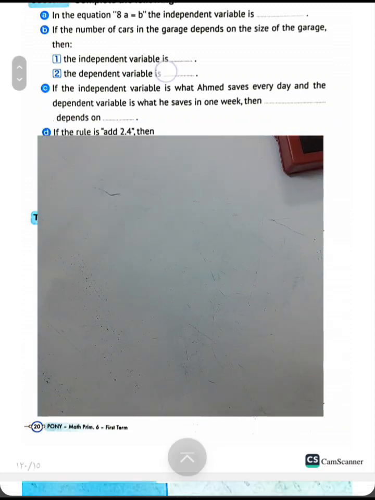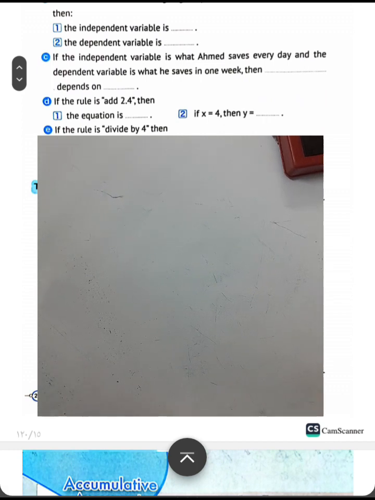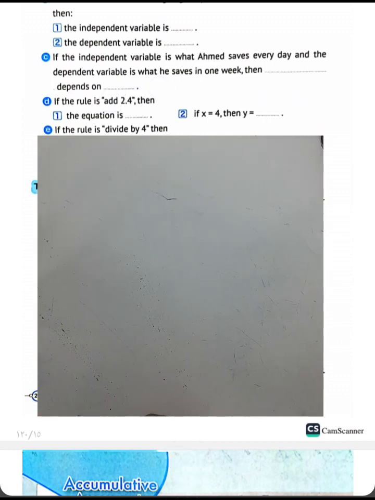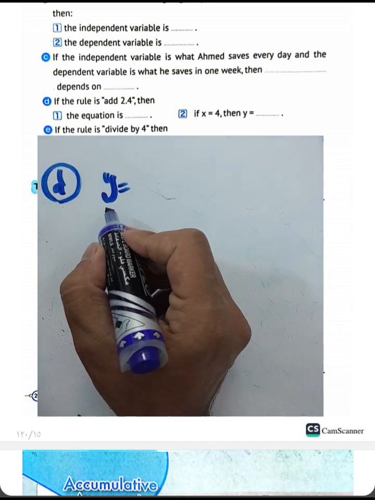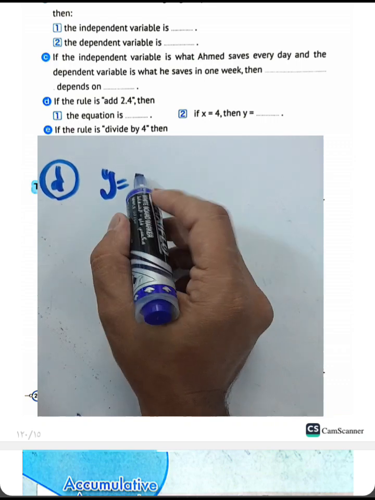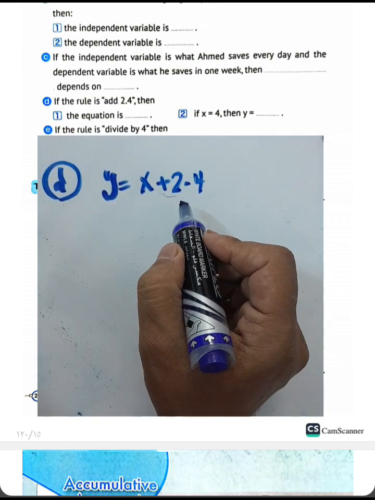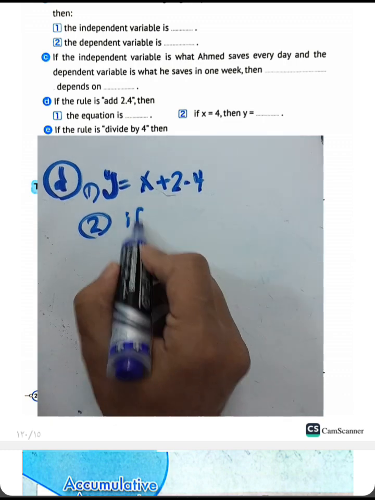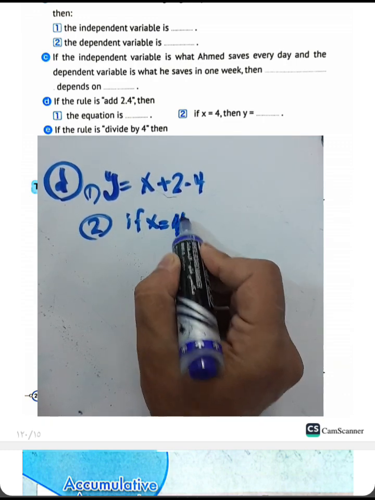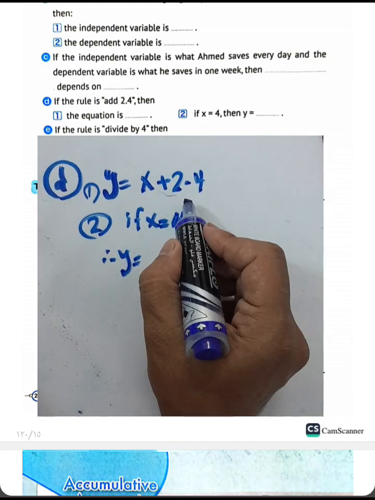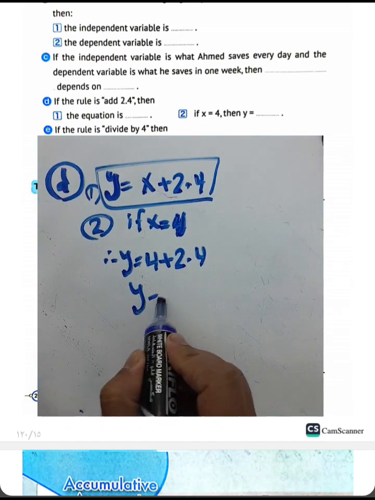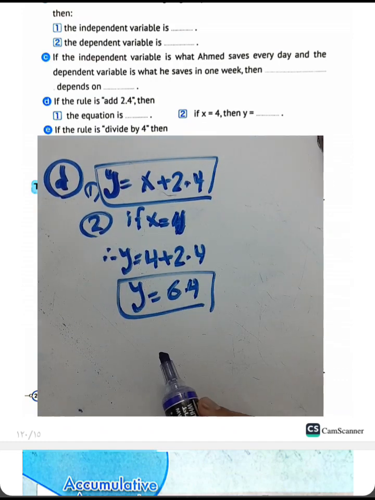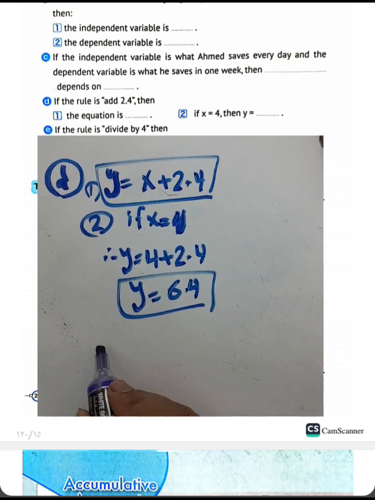It was letter C. And letter D: if the rule here is add 2.4, then the equation will be what? We can write y equals x plus 2.4. That's number one. Number two, if x equals 4, then y will be x plus 2.4, but x equals 4, so 4 plus 2.4, then y will be 6.4. The value here will be y.